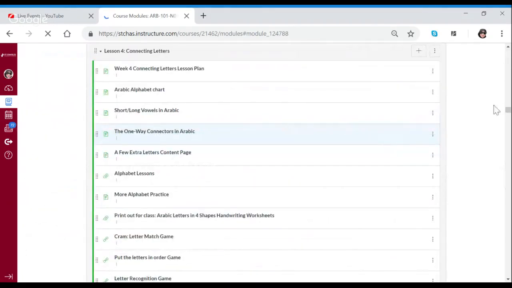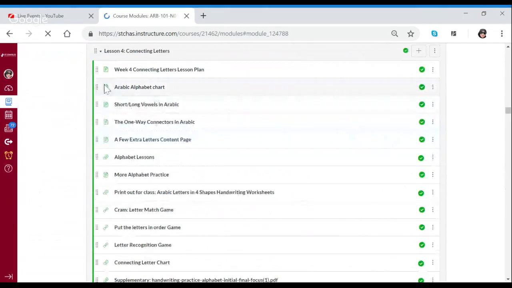Okay, so all of the things that we did today, starting with the alphabet chart, are here in lesson 4. The short and long vowels and your diphthongs. Your one-way connectors are written there for you. The few extra letters that we did, and then the next part where it says alphabet lessons, that's what we just did. So that's where you find all of those lessons. Then we have more alphabet practice.